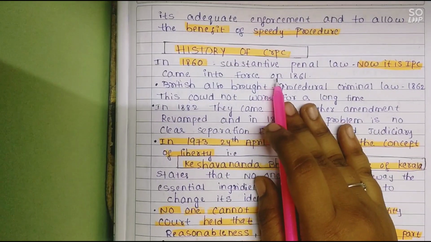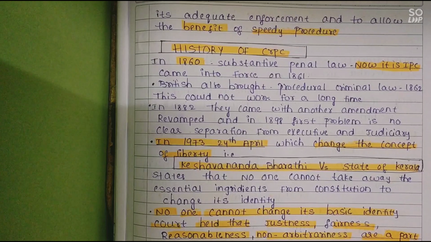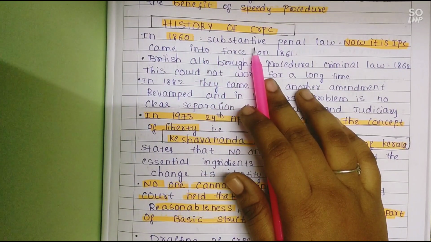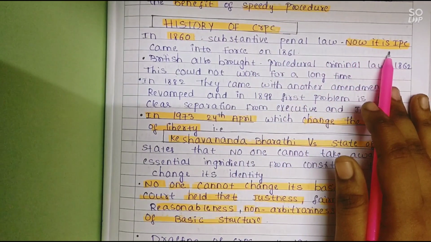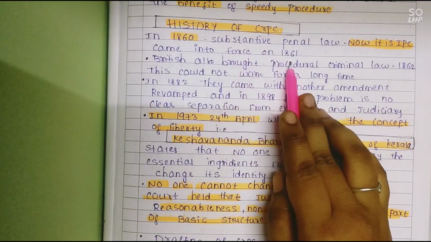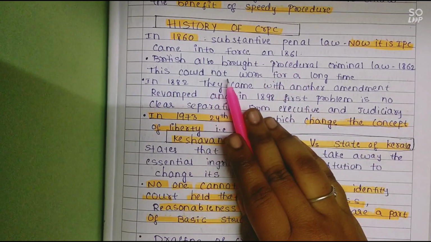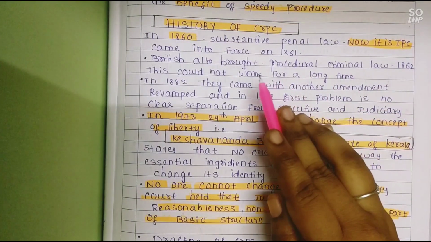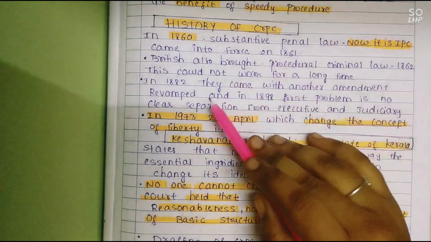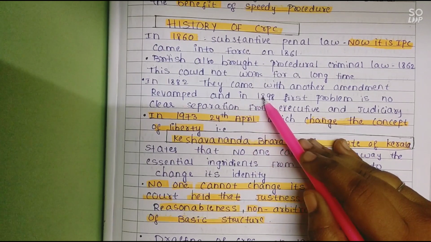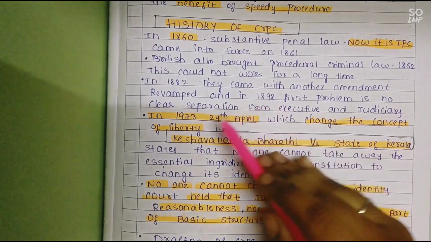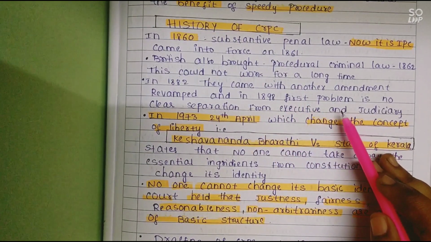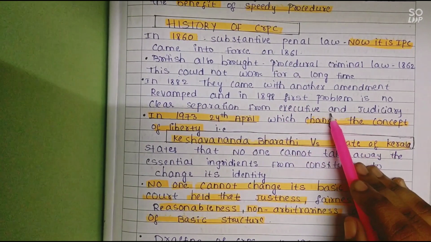Now we will go through the history of CrPC, how the CrPC came into existence. In 1860, the substantive penal law, now called IPC, was enacted and came into force in 1862. The Britishers also brought procedural criminal law in 1862. These could not work for a long time. Then in 1882 they came with another amendment, but that also did not last. It was revamped in 1898. The first problem was that there was no separation between the executive and the judiciary.